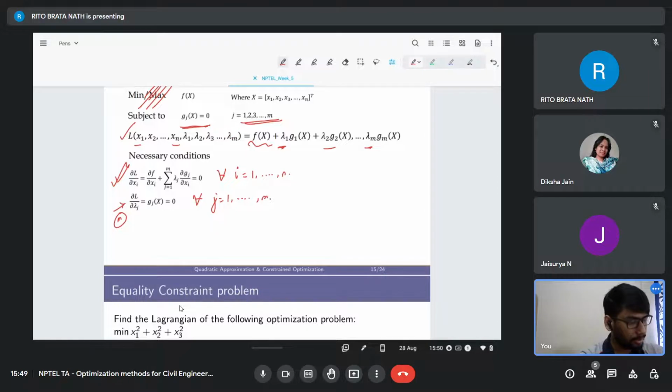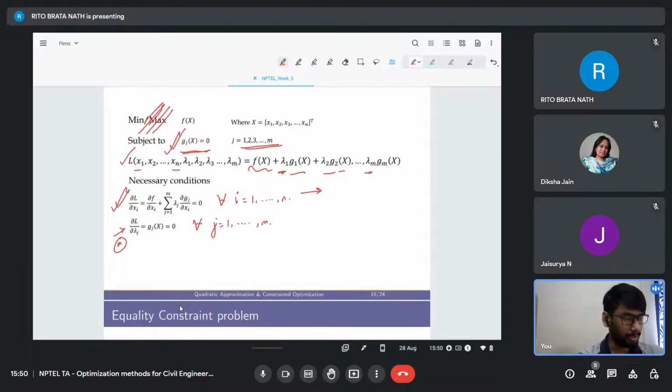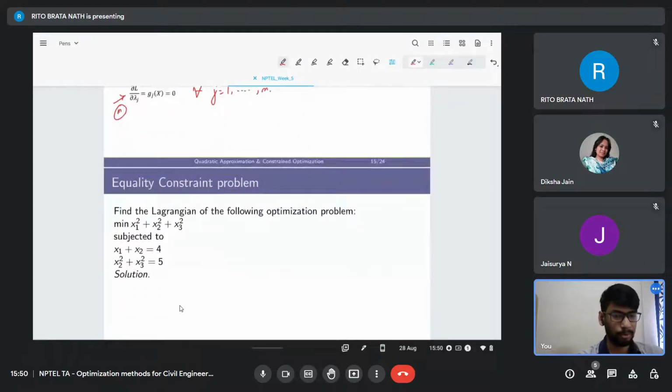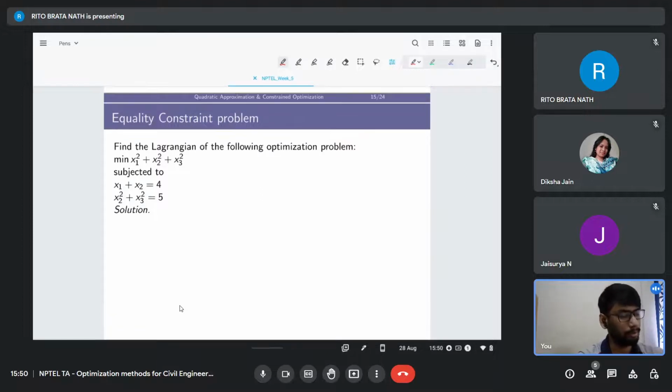Finally, when you take the partial derivative with respect to lambda 1 to lambda m, you get back g1(x) equals 0, g2(x) equals 0. So this is your constraint equation only. The only thing of interest here is this first equation where you take the partial derivative with respect to x. Now let's see some problems, and I'll probably discuss some 15-20 minutes more today to complete this part, because a few of you joined late, and I also had to start 5 to 10 minutes late because there were issues with my laptop.